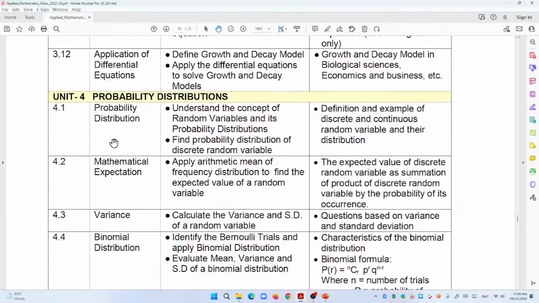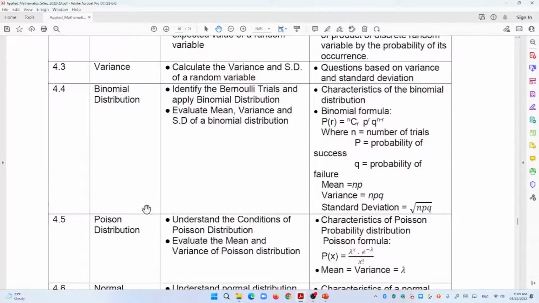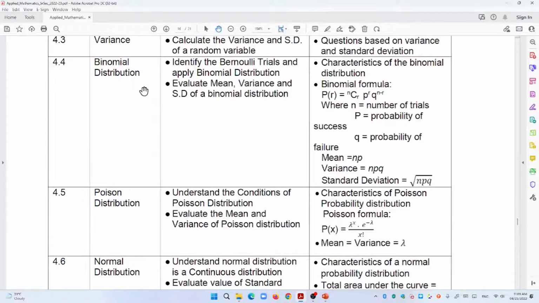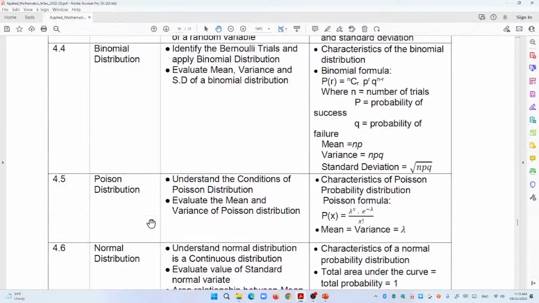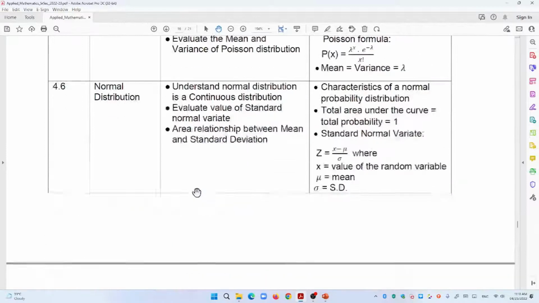Now moving on to the fourth unit, Probability Distribution. Under that we have understanding the concept of random variables and probability distribution. Next we have mathematical expectation, and then we have variance. And then we have 3 types of distributions where we have to find mean, variance and standard deviation when the random variable follows binomial distribution, then Poisson distribution, and when we have normal distribution. So these are the 3 distributions which we have to study in this unit.